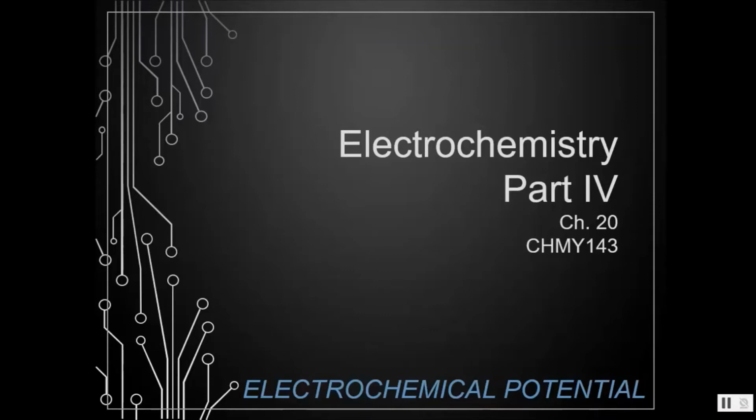In this recording, we're going to look at the more quantitative aspect of our redox reaction. And by that, I mean we're going to look at calculating the electrochemical potential for both standard cells, where we have our standard conditions, or non-standard cells, in which case we are going to use something called the Nernst equation.